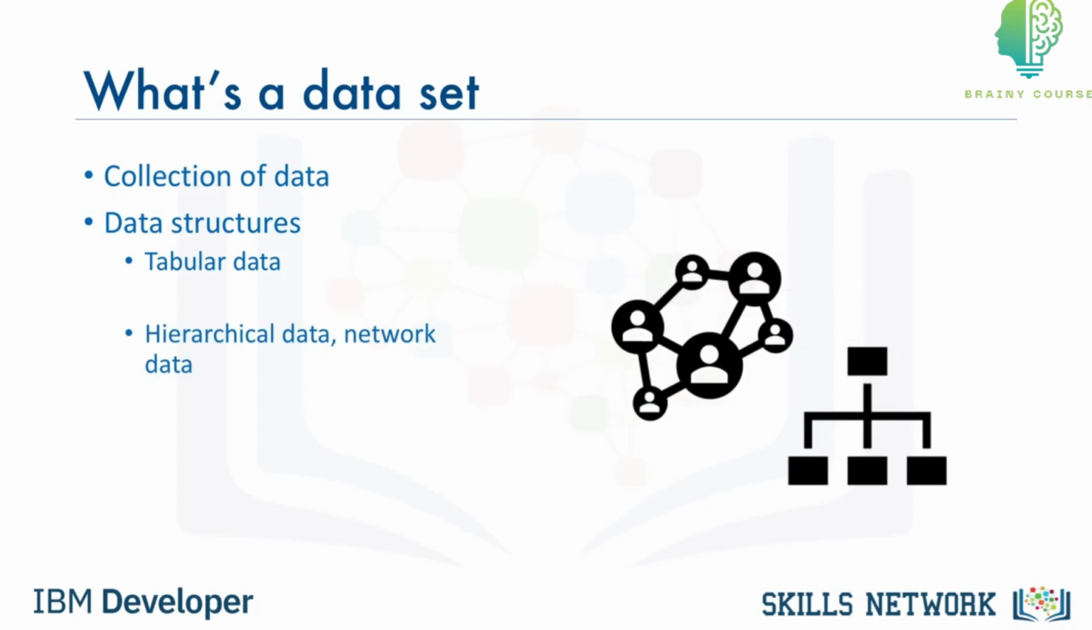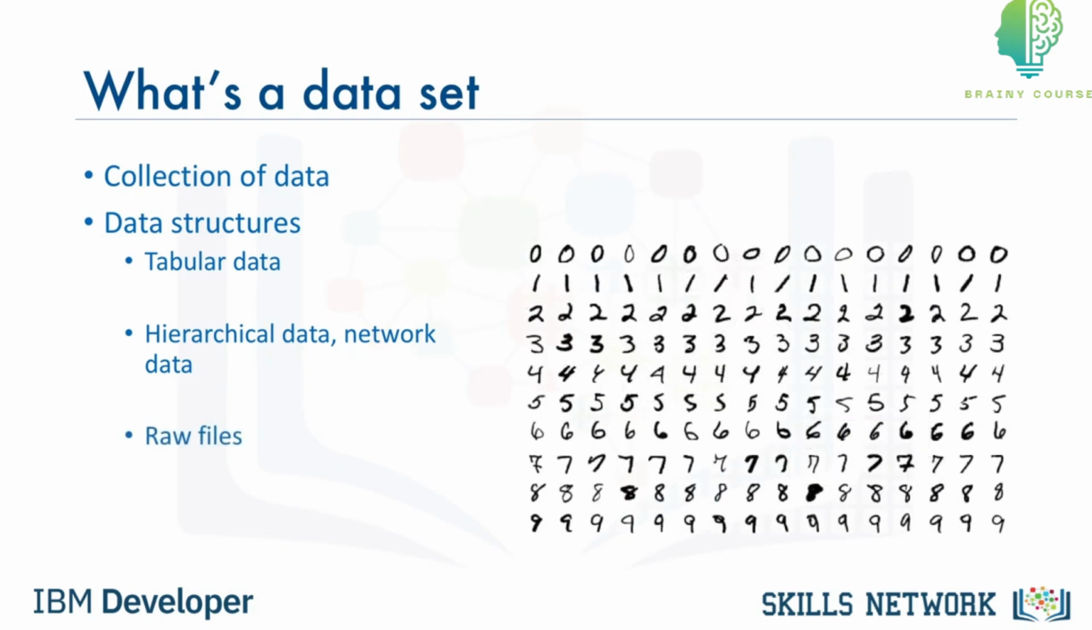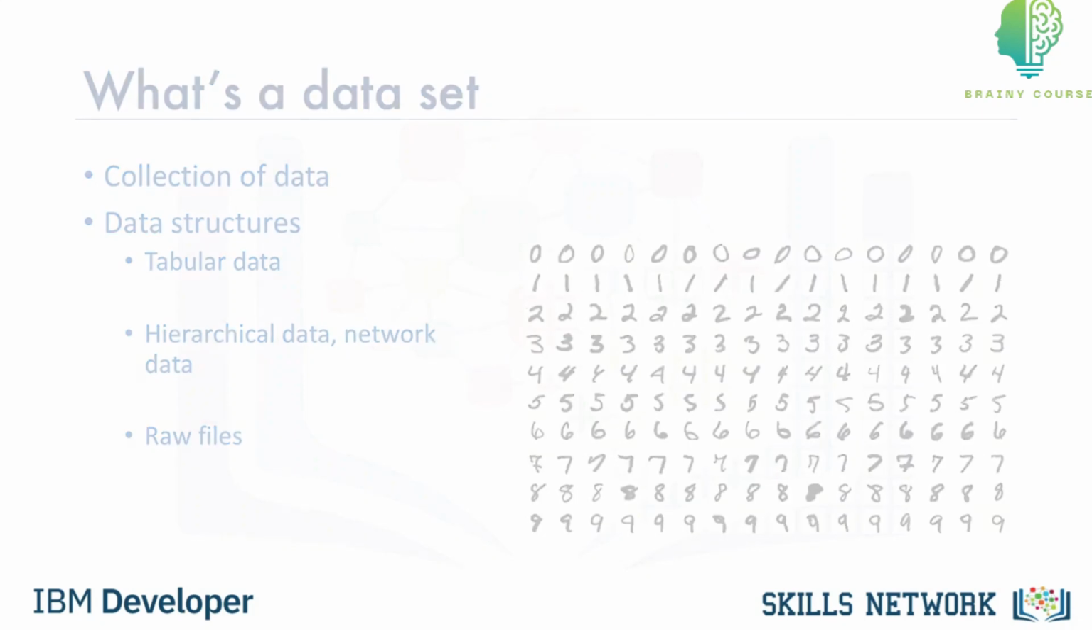Hierarchical or network data structures are typically used to represent relationships between data. Hierarchical data is organized in a tree-like structure, whereas network data might be stored as a graph. For example, the connections between people on a social networking website are often represented in the form of a graph. A dataset might also include raw data files, such as images or audio. The MNIST dataset is popular for data science. It contains images of handwritten digits and is commonly used to train image processing systems.